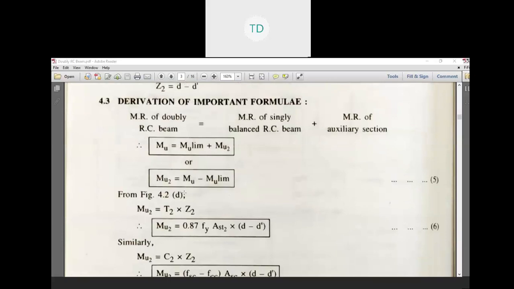Now, derivation of simple formulas. The moment of resistance of a doubly reinforced beam is equal to the moment of the singly balanced reinforced section plus the moment of the auxiliary section: Mu = Mu,limit + Mu2, or Mu2 = Mu - Mu,limit. In some cases we mostly get Mu and Mu,limit, but we have to find Mu2. That's why we create the second equation, Mu2 = Mu - Mu,limit.